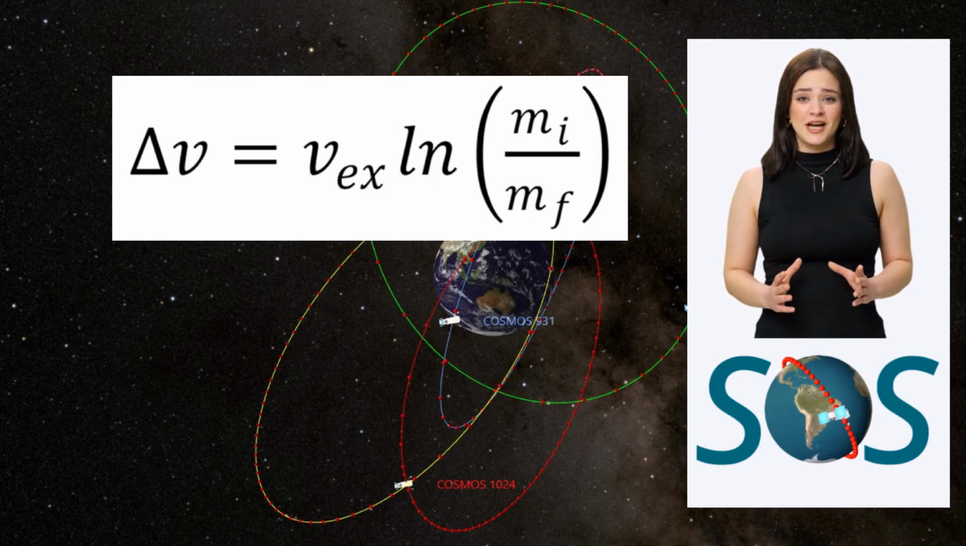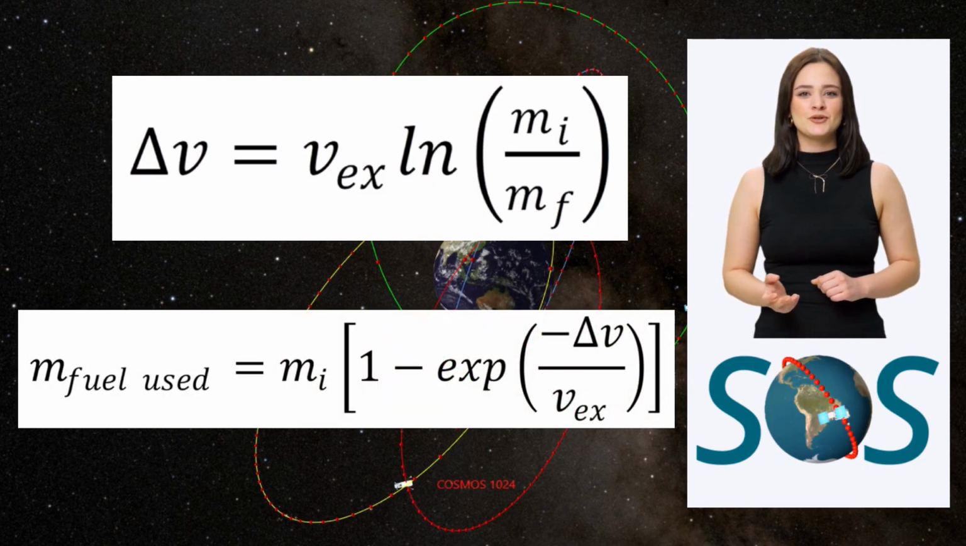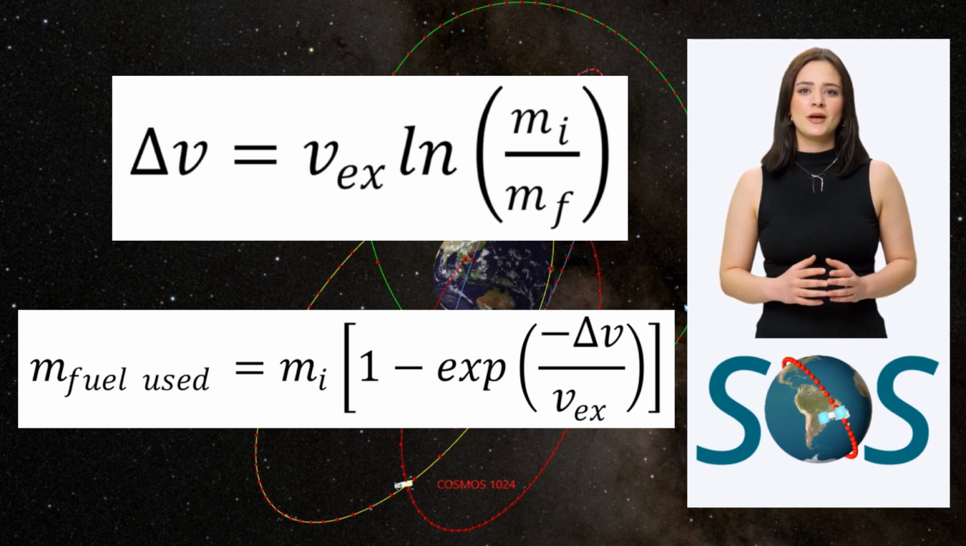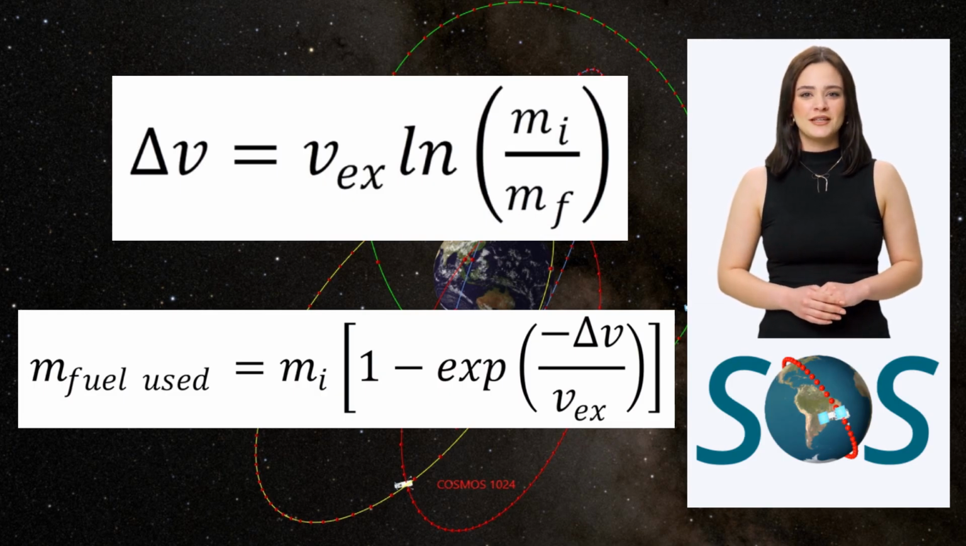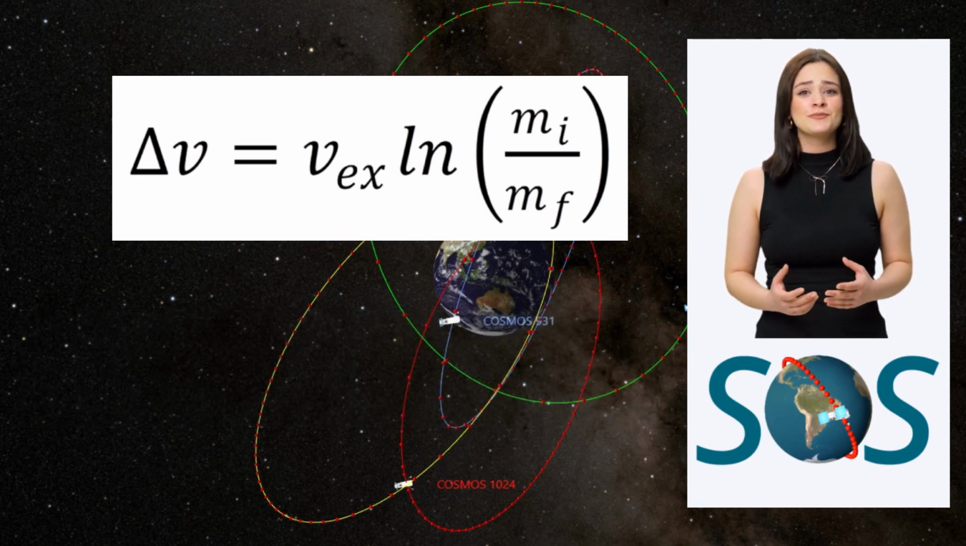If you want to know the mass of fuel required to get a particular change in velocity, you can use the following equation, which is derived from the previous rocket equation. This equation is especially useful when using our satellite orbit simulator to design space missions, since SOS gives you the required delta V. You simply need to know the initial mass of the spacecraft and the rocket's exhaust velocity.